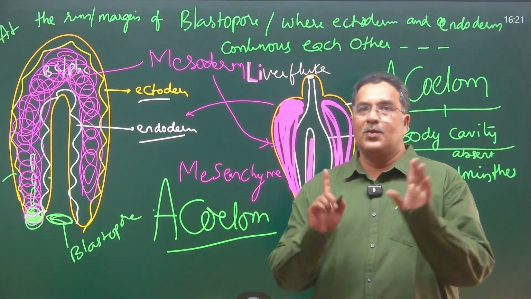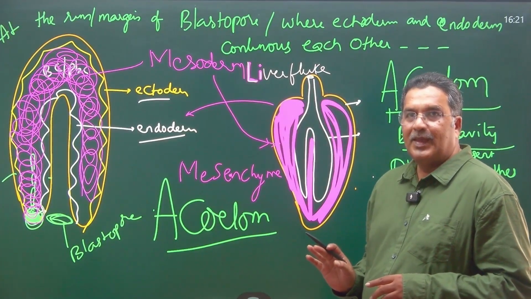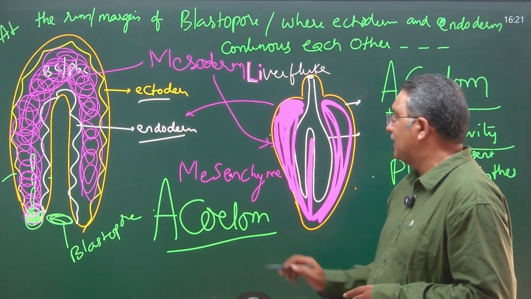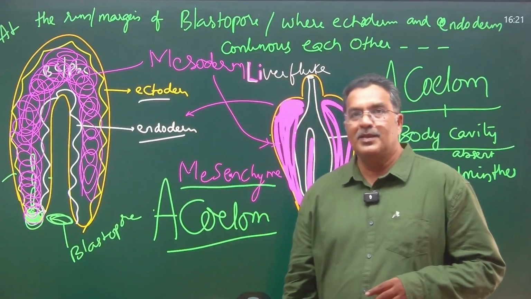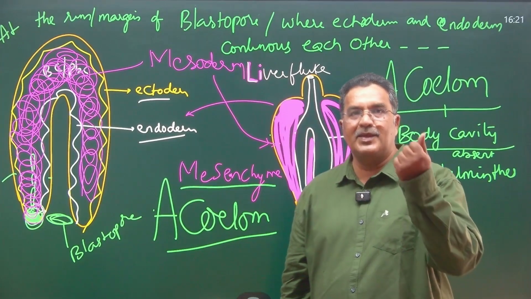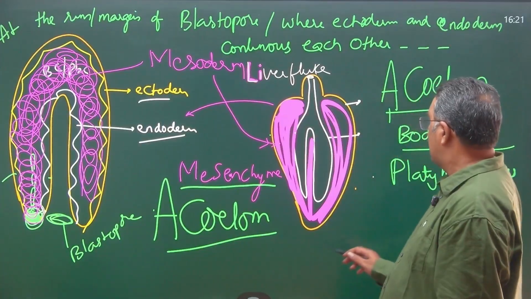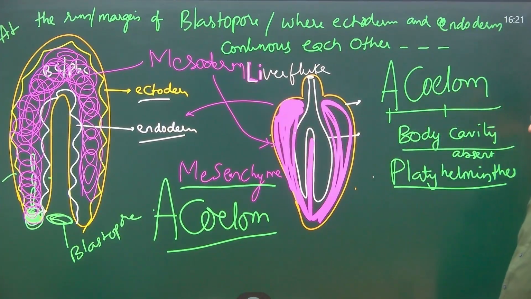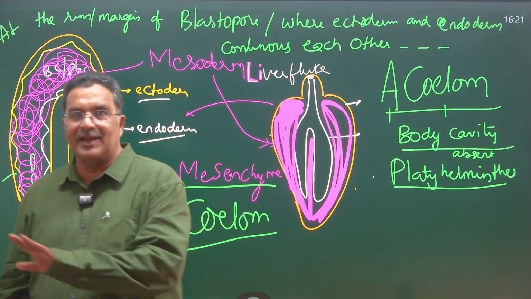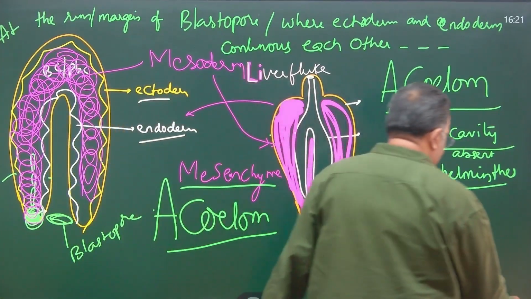Now let's talk about acoelom. In acoelom, body cavity is absent. Body cavity absent means between the body wall and alimentary canal, there is a tissue called mesenchyme. They don't have a primary body cavity, they don't have even a secondary body cavity. Example, phylum Platyhelminthes. You should remember a line: neither primary nor secondary, there is no body cavity.